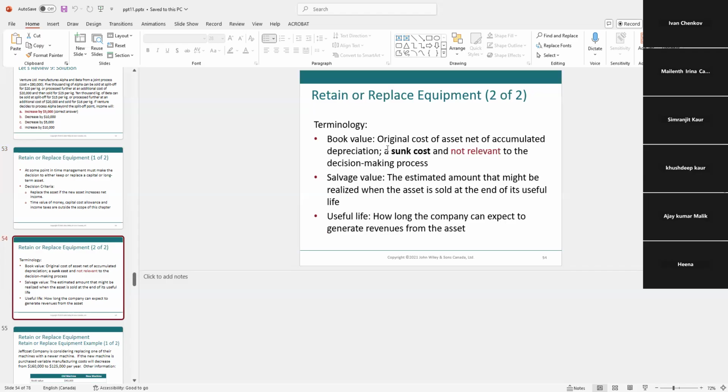So for the replace decision, one thing that you should be aware of is the book value, which is the original cost, which is obviously a sunk cost. So we don't even consider that one in our decision since it's not relevant. The salvage value is something that we have to consider. The salvage value is the money that we can generate from selling or disposing of the old asset, and the useful life, obviously, over which we can generate savings from using the new asset.